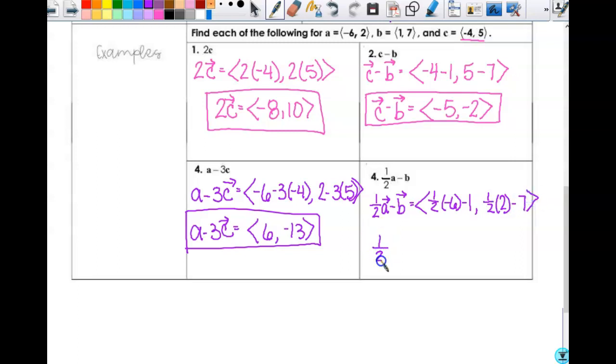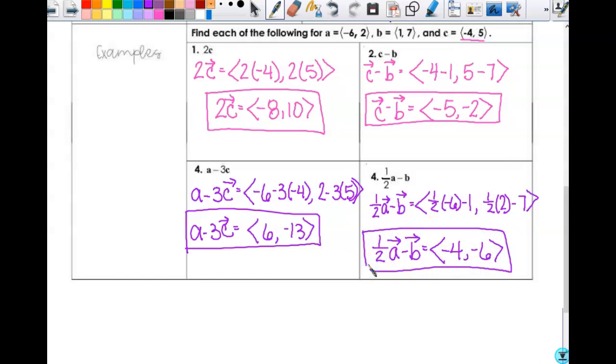So 1/2 of vector A minus vector B equals, so that'd be negative 3 minus 1, so that's negative 4. It'd be 1 minus 7, so that'd be negative 6. So that's what I got.